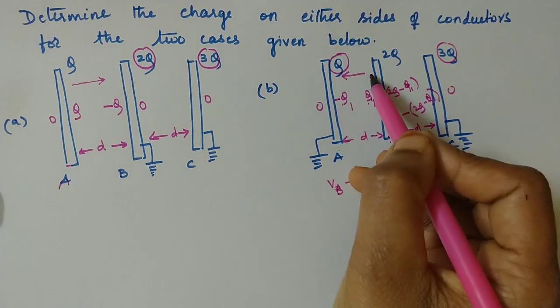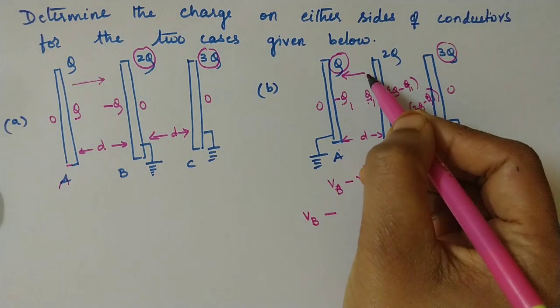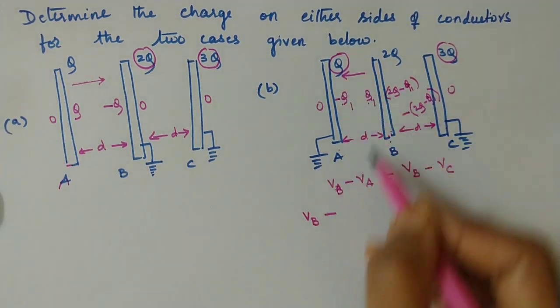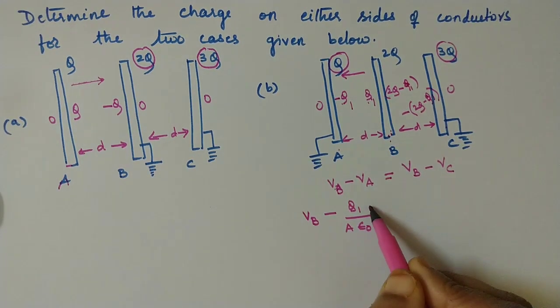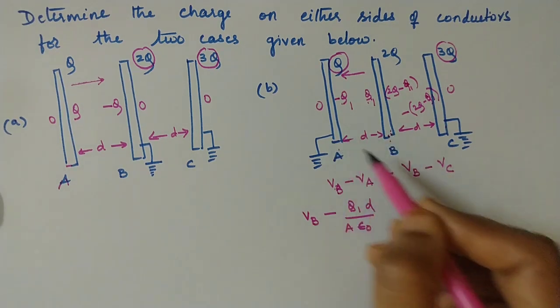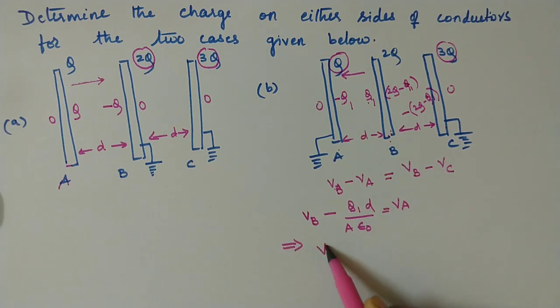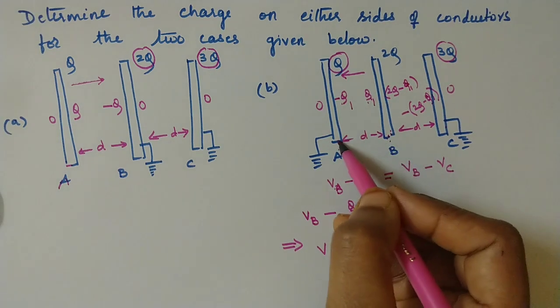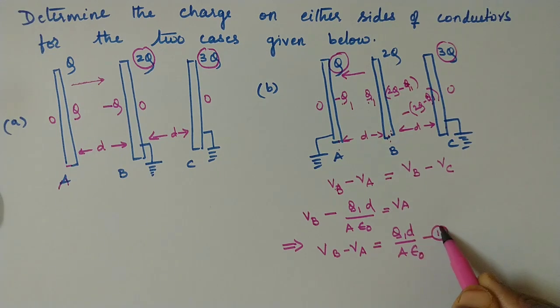Now first I will find VB minus VA, because this is positive and negative. Electric field is directed towards left. Start from VB. You are going in the direction of field, so minus. Charge is Q1. I will directly write Q1 by A epsilon naught into D, because the distance between the plates is D, will give you VA. Implies, what is VB minus VA equal to? Because we started from B and reached this point in the direction of field, it was negative. So VB minus VA is Q1 into D by A epsilon naught. Call this as equation 1.